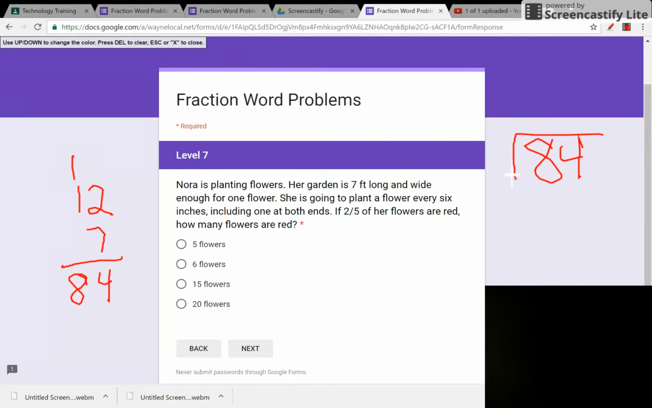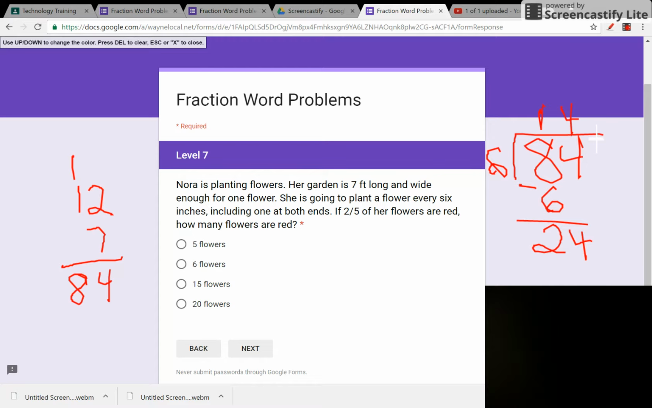84 divided by 6. 6 goes into 8 one time. 2, bring down the 4. 6 goes into 24 14 times. Okay, that's 14. Now, this sentence here about including one at both ends, that 14 would account for the very last flower at the very end, but it would not account for the first flower.